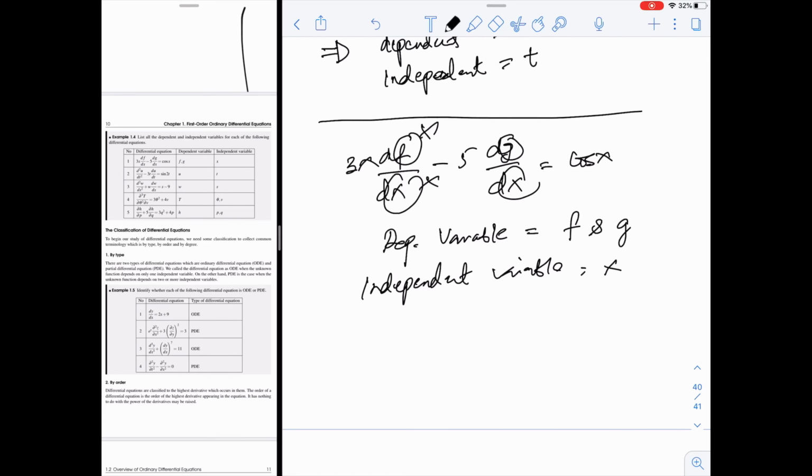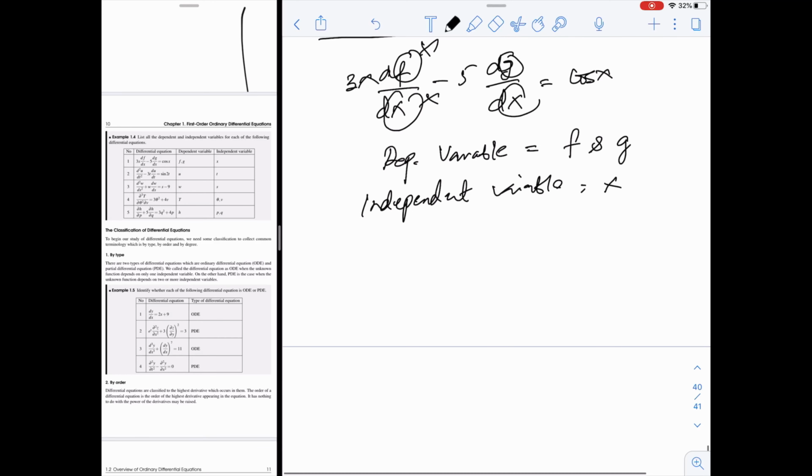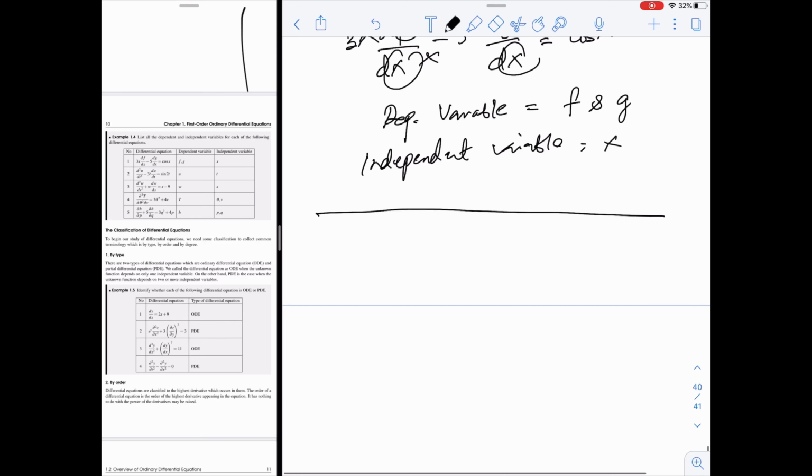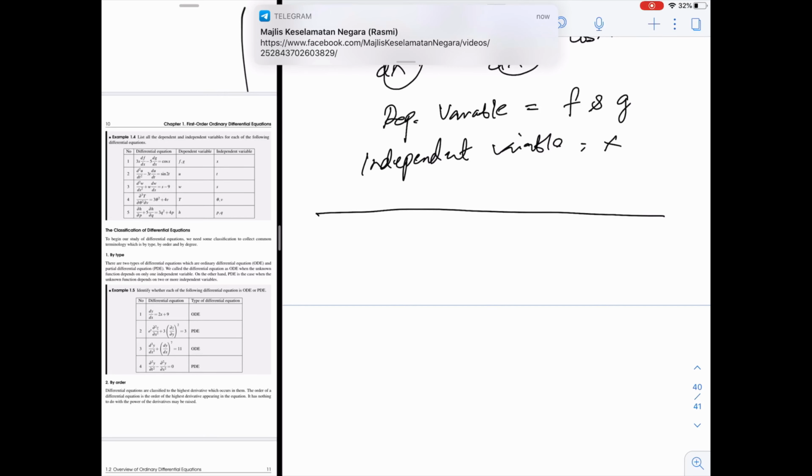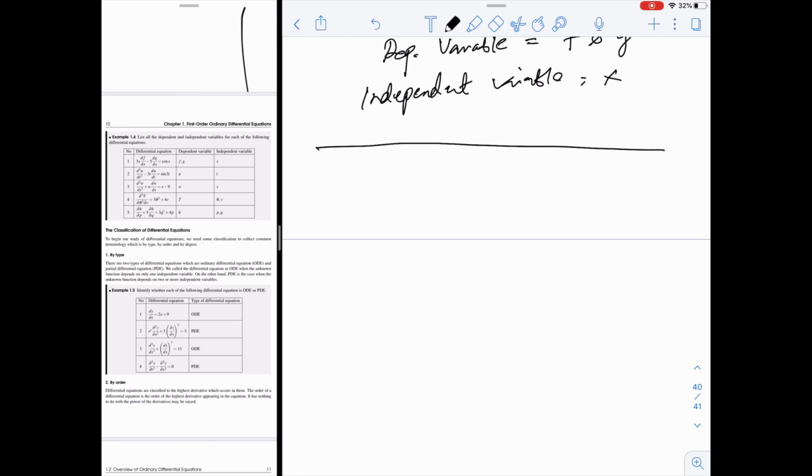Besides knowing the dependent and independent variables, you also need to understand the classification of differential equations. You will have an equation that represents the differential equation, and then you need to identify it by type. Some differential equations might be ordinary, and another type we call a partial differential equation. To understand whether it is ordinary or partial, you need to look at their independent variables.